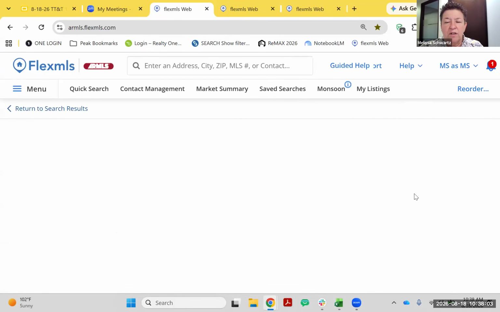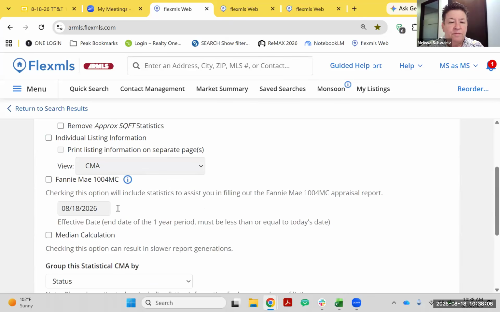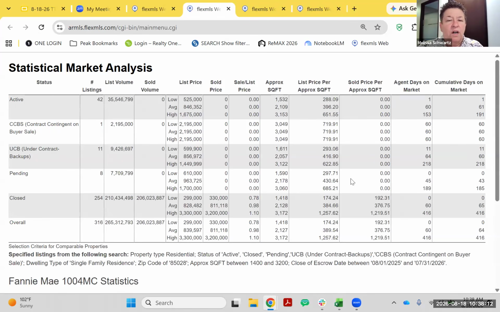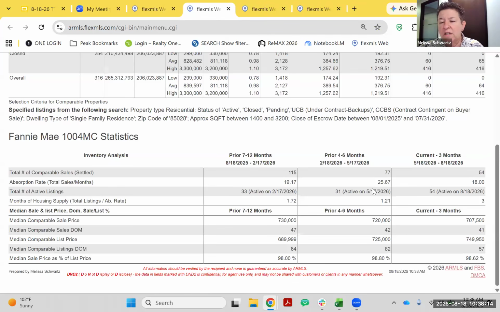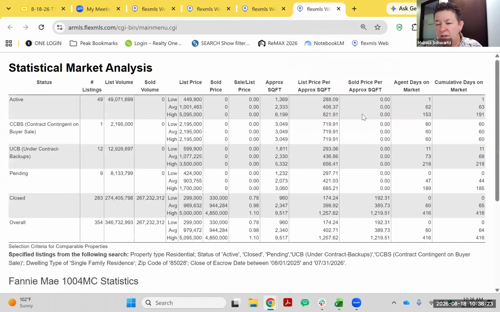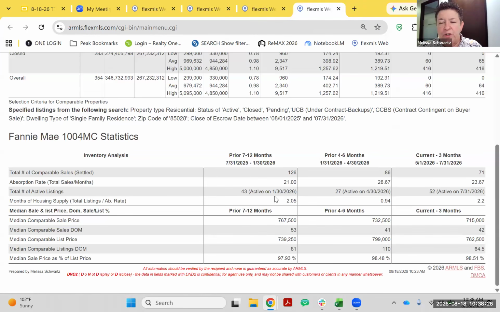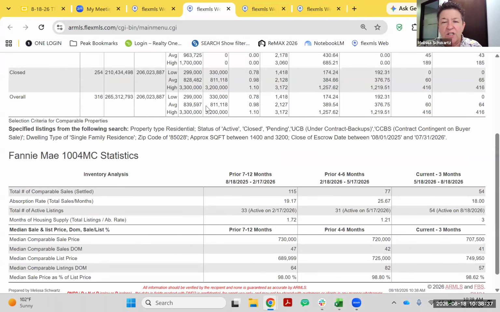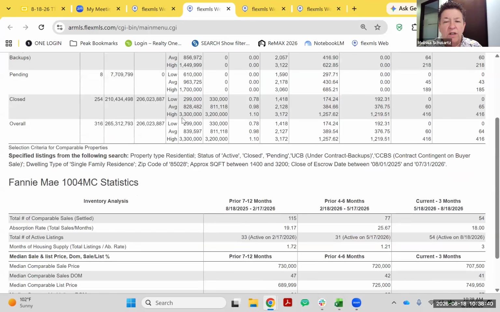Again, statisticals there. Let's do the Fannie Mae. Let's view that one. All right, so let's go down to this. Okay, some of those numbers jumped dramatically or dropped dramatically, right? Because our original ones here, yeah, we dropped, if you look at these absorption rate numbers. I'm just going to go up here. The highest sales price here is a 3.3 million, but it was at 3,000 square feet.